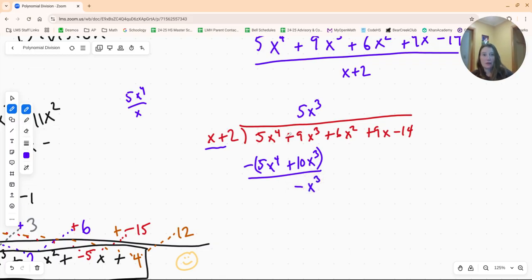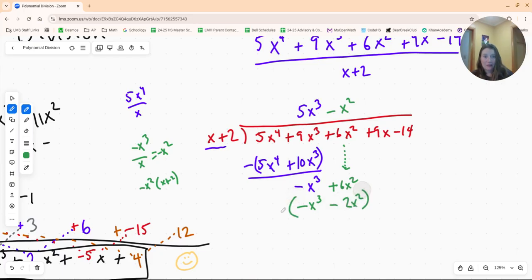All right, so now I do it again. Let's go ahead and bring this next term down, plus 6x squared. How many x's go in negative x cubed? Now the first term of the thing I'm dividing is negative x cubed. So I'm going to divide negative x cubed by x. And I get negative x squared, so that's what goes up here, minus x squared. Multiply it down, minus x squared times x plus 2 would be minus x cubed minus 2x squared.